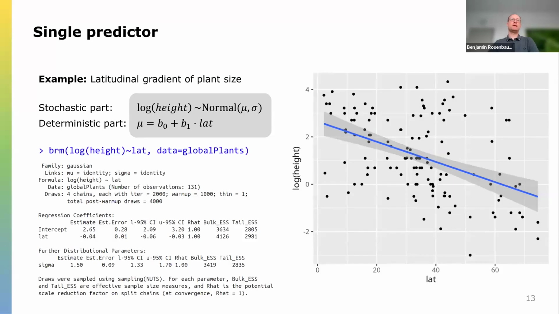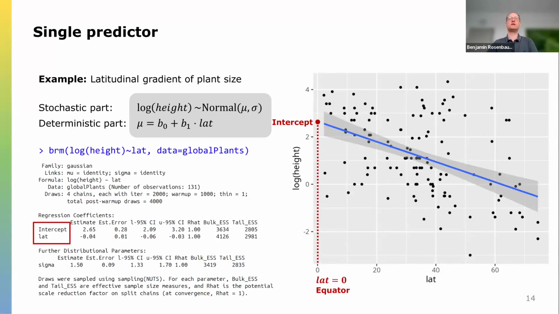So for the statistical modeling, again, always think of a deterministic and a stochastic part. Here, the deterministic part is my linear regression line. B0 and B1 are the parameters, intercept and slope. And the stochastic part is that my response, log height, is normally distributed around the mean prediction. We can easily fit this with lm, or we can use brms, and then we get some output.